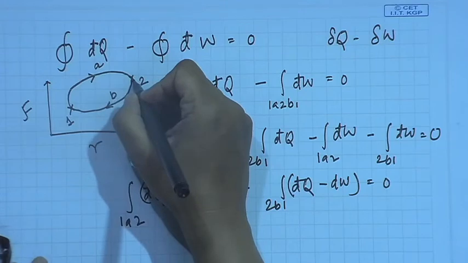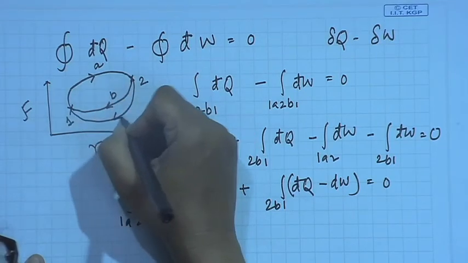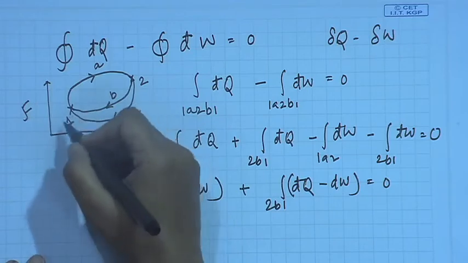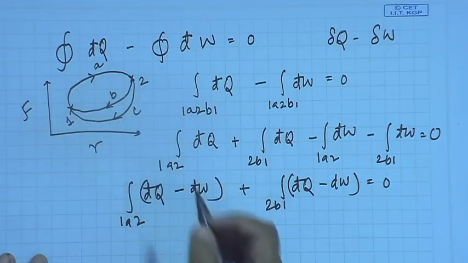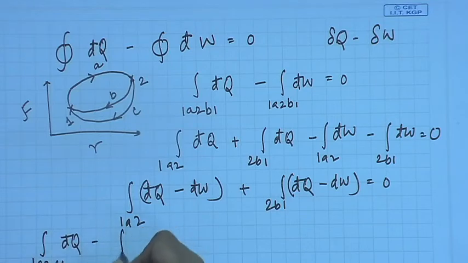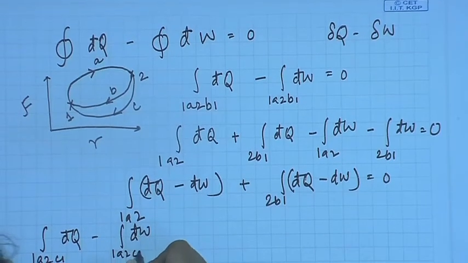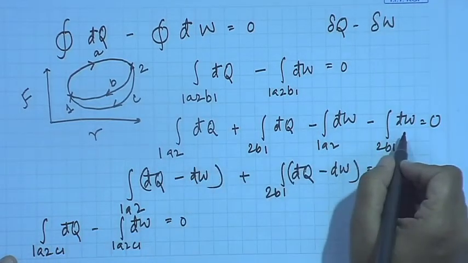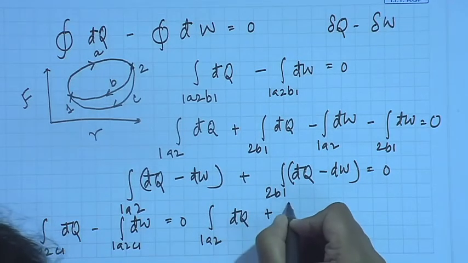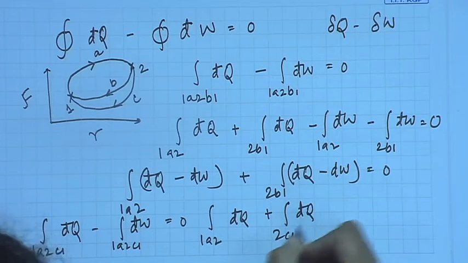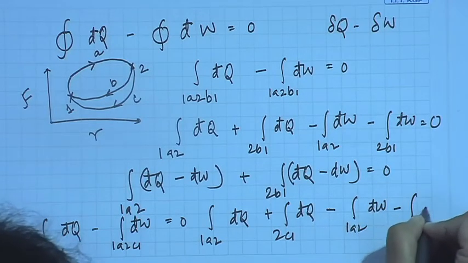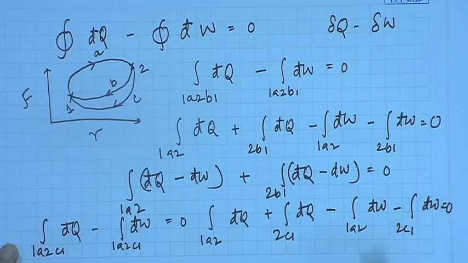Now, instead of 2b1, I can also come back by another reversible process by a different path, which is 2c1. So, for this particular cyclic integral 1a2c1, I can write it down as integral 1a2c1 dq minus integral 1a2c1 dw, this is equal to 0. In the same way, I can break it down and I can write it down as integral 1a2 dq plus integral 2c1 dq minus integral 1a2 dw minus integral 2c1 dw, that is equal to 0.